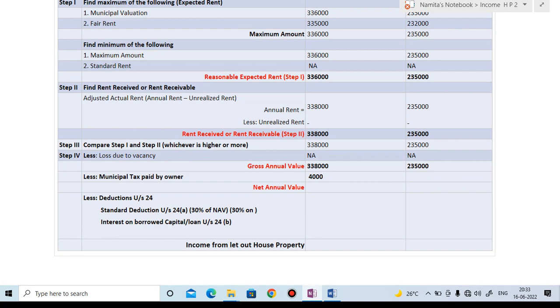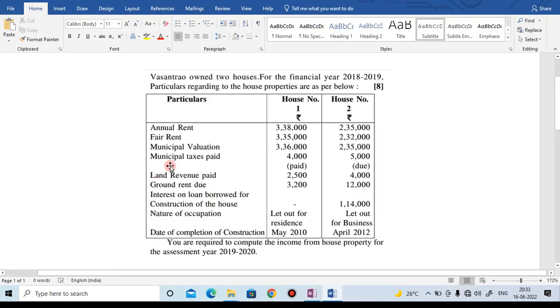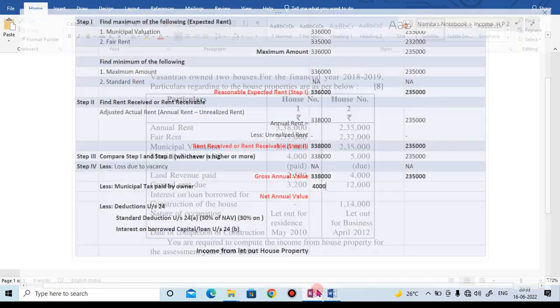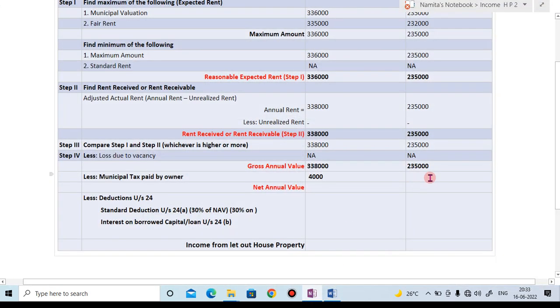Okay, less 4,000. Now house number 2. House number 2 municipal tax paid is how much? 5,000. But in bracket it is written due. Due means it is not paid. Hence it is not paid, so we cannot deduct it from gross annual value.